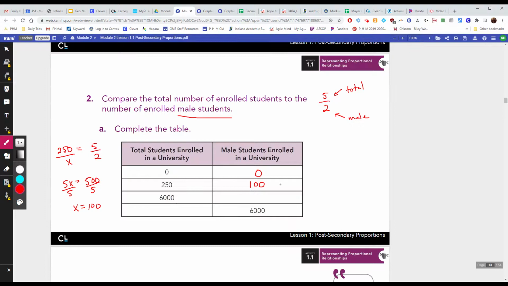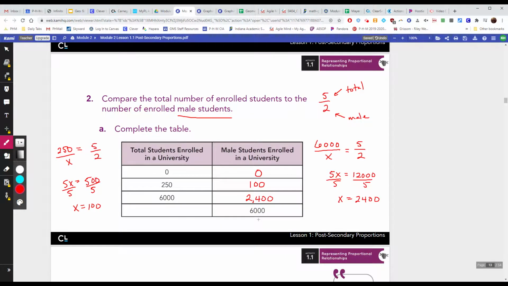Welcome back. So basically use the same proportion as you did here. We know the total number of students is 6,000, so replace the 250 with 6,000 over x. X represents the number of male students. And we know that it follows this ratio of 5/2. So when we cross multiply, we'd get 5x. 6,000 times 2 is 12,000. Divide by 5. And we would find that it's 2,400 male students enrolled in the university.